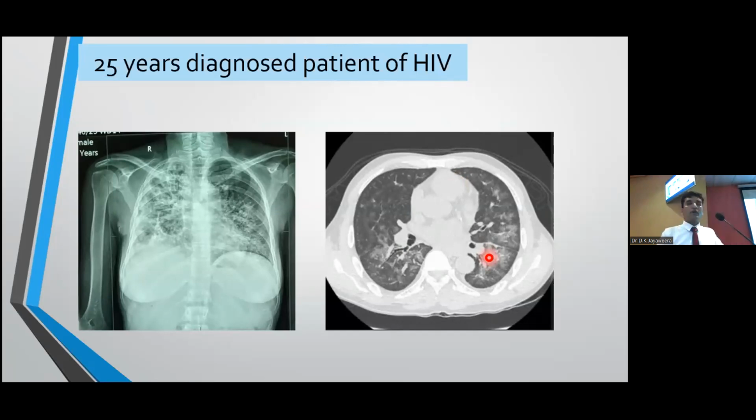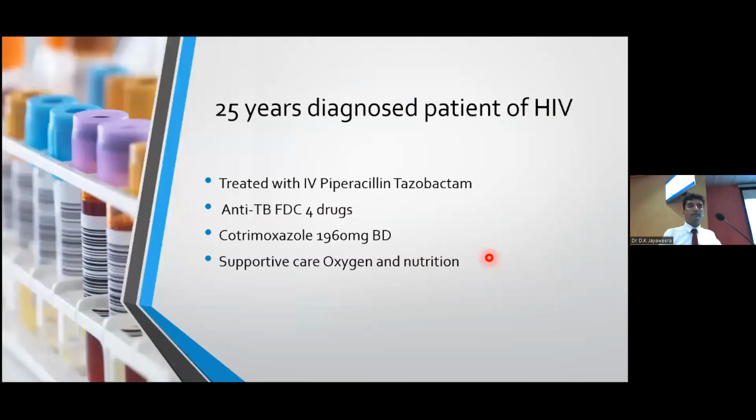And we did a retroviral screening. At that point, we came to know this patient was a diagnosed HIV patient who had defaulted treatment, and she came with cough and shortness of breath. So we initiated treatment with IV broad spectrum antibiotics to cover the coliform infection, started anti-TB drugs, and started cotrimoxazole for the Pneumocystis jirovecii infection.